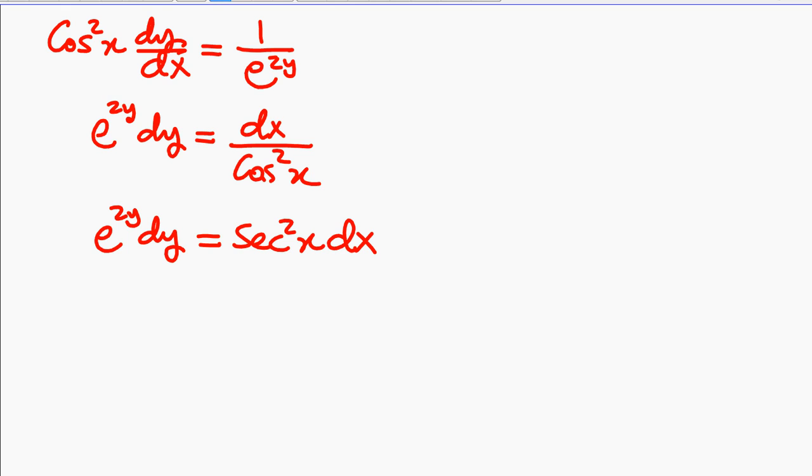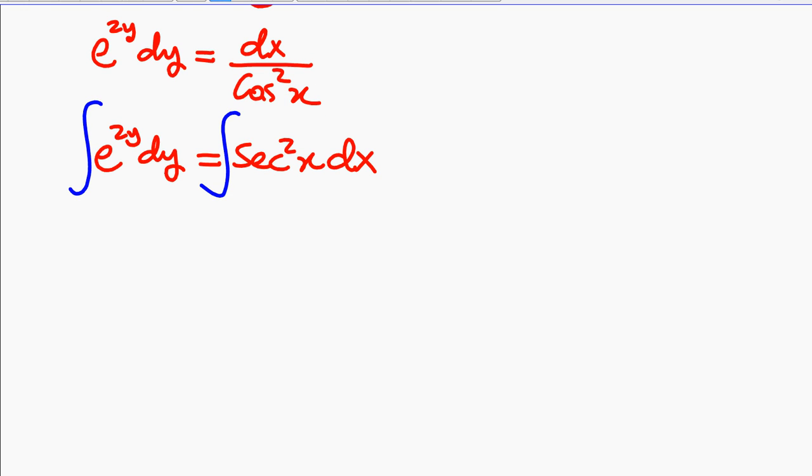All right. And now at this stage, we can go ahead and integrate each side separately. So what we'll end up with is the left side will be e to the power 2y over 2, and that will be equal to the integral of secant of x squared, which is just tan x.